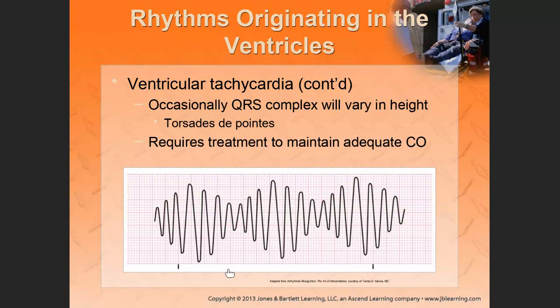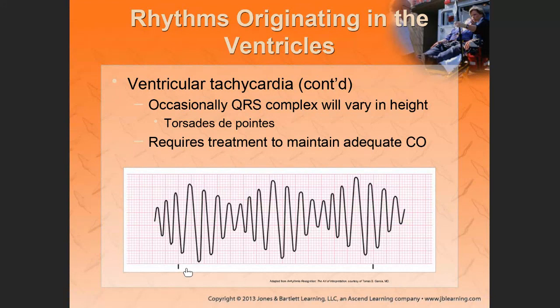Is it a tachycardia or a bradycardia? We know the origin because it has a wide QRS complex. So it is a ventricular tachycardia, but it is what we would call a polymorphic ventricular tachycardia. The one that you saw before is a monomorphic tachycardia.